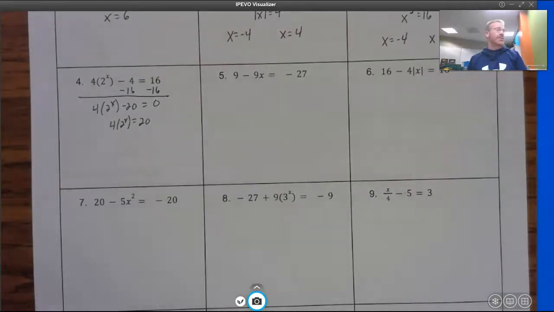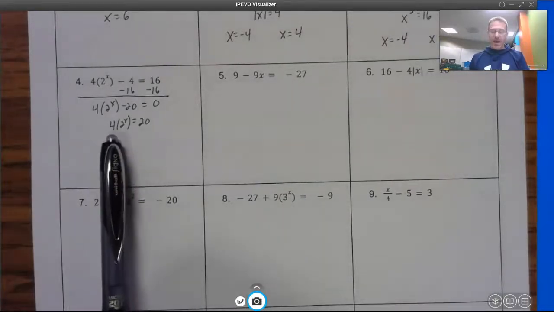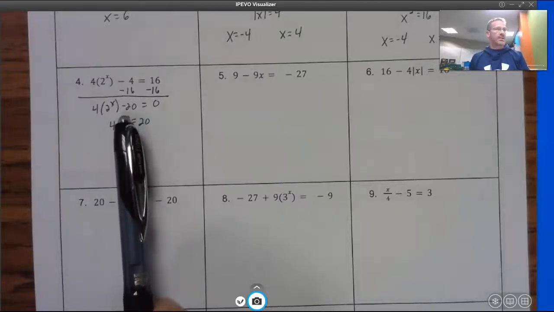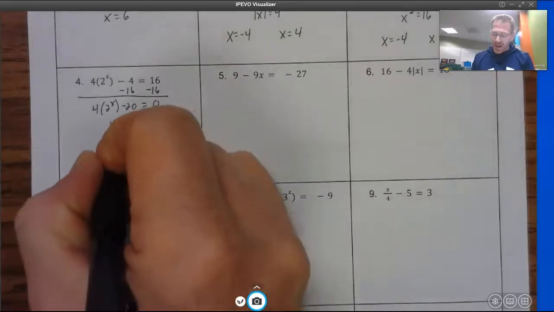All right, so let's get back to the problem here on number 4. So now once again, we're back to a multiplication problem. So 4 times what is 20? All right, and the answer is 5. So now what that means is 2 to the x has to be 5.